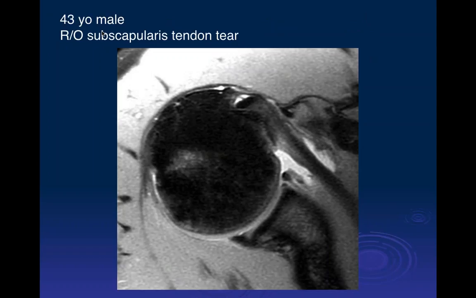Say, Jeff, what do you think of this one? 43-year-old male, rule out subscapularis tendon tear, axial PD, like a T2 image. Looking at the subscapularis tendon, there's definitely intermediate signal. I don't see a tear per se, so I think it's just, at this point, distal subscapularis tendinosis. Okay.